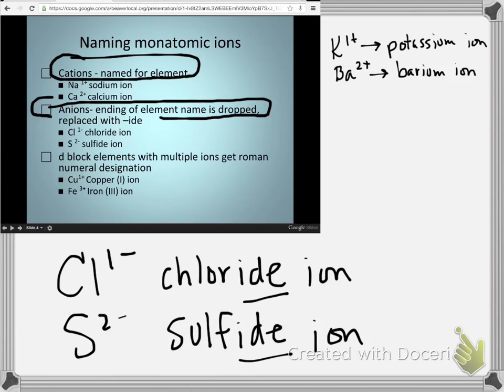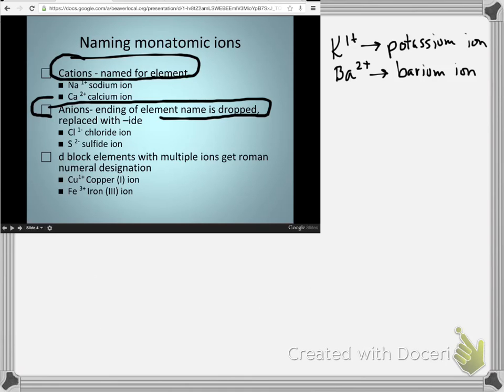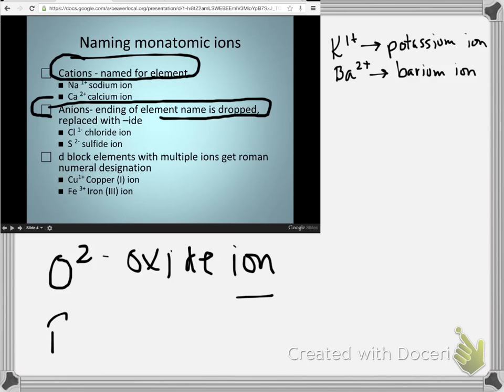So let's practice these, and of course you know I'm going to give you the worst ones. Well, I'll start you off easy. O2-, write down the name. That's an oxide ion. And we still say ion, though often if we're in a hurry, we'll say, oh yeah, that's oxide. That's fine. But it's an oxide ion. Okay. Let's do Br1-. Jot it. That's a bromide ion.